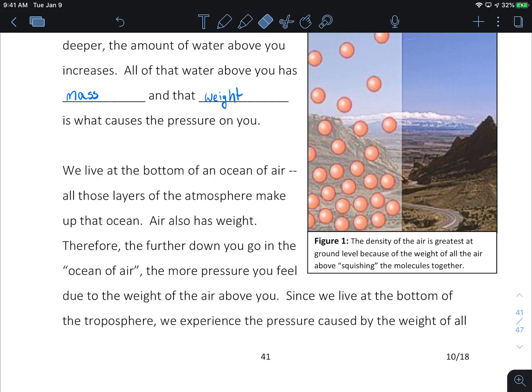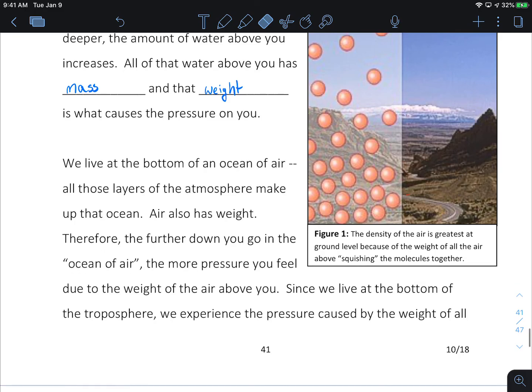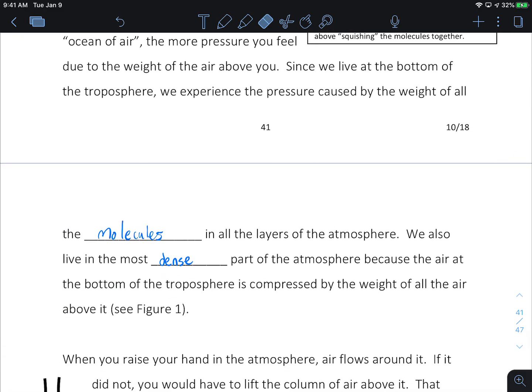If you're a mountain climber, then when you get close to the top of the mountain, you'll require an air tank or something to provide you with extra air at a high enough pressure that you can breathe. Since we live at the bottom of the troposphere, we experience the pressure caused by the weight of all the molecules in all the layers of the atmosphere. We also live in the most dense part of the atmosphere because the air at the bottom of the troposphere is compressed by the weight of all the air above it.